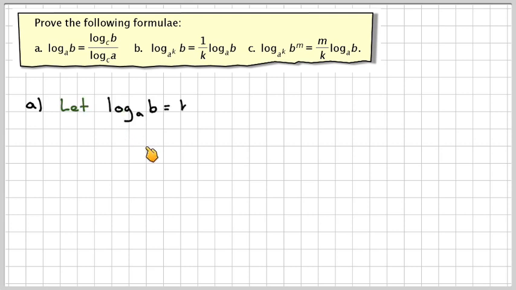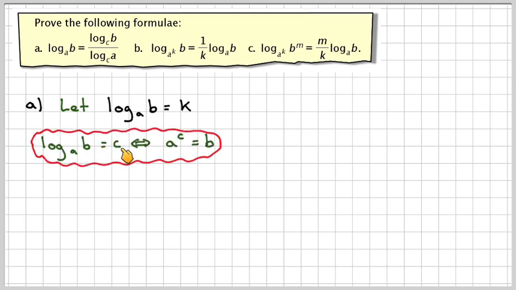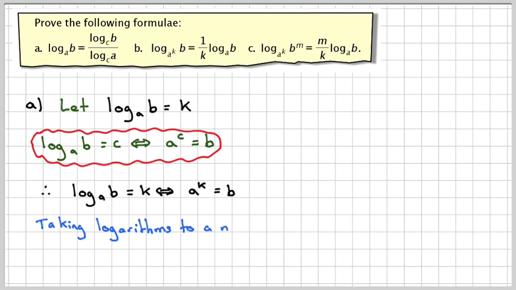So let log to base a of b be equal to k, and then we should know this rule: log to base a of b is equal to c implies that a to the c is equal to b. If we apply that to this, log to base a of b is equal to k, we're going to have a to the power of k is equal to b. And now we take logs of a new base c of both sides, which we can do because we're doing it to both sides, so we have log to the base c of a to the k is equal to log to the base c of b.